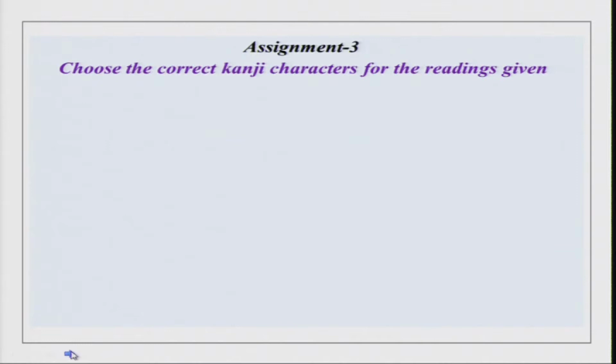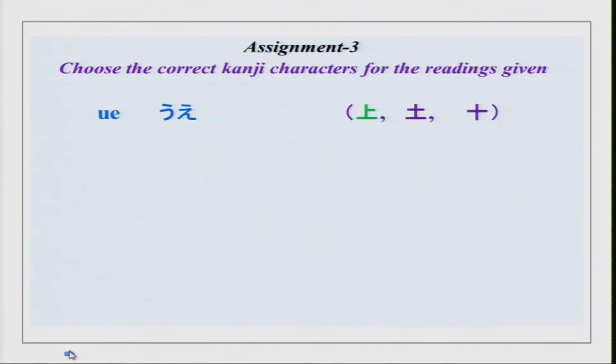Choose the correct reading for the kanji characters. Now, we have done a lot of kanji characters in our previous lessons and you have to choose the correct one. The reading is given over here in hiragana as well as in roman. So, well, the first one is, as you can see in green, ue, which means on top or above or up.